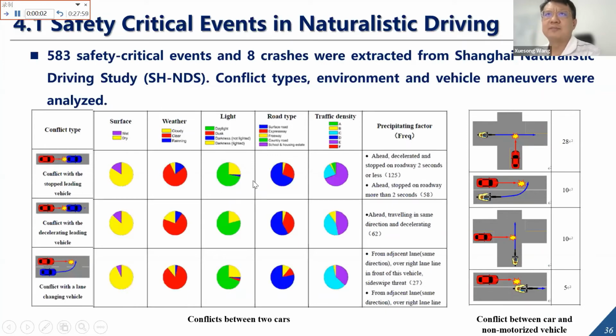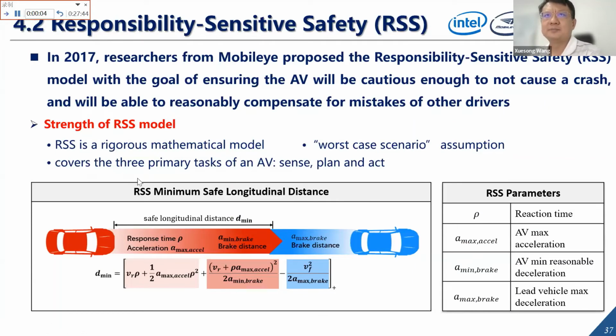For this type of models, first we have to identify the safety critical events, which is very similar to the previous introduction. This is the event we identified in the Shanghai Naturalistic Driving Studies. And people may know that in 2017, researchers from Mobileye proposed responsibility sensitive safety models with the goal of ensuring that AVs will be cautious enough to not cause accidents and will be able to reasonably compensate for mistakes of other drivers. There are some strengths of RSS models: it is a rigorous mathematical model, it considers the worst case scenarios, and it covers the three primary tasks of AVs: sense, plan, and act, which is vehicle control. So these are the formulas of the RSS models.